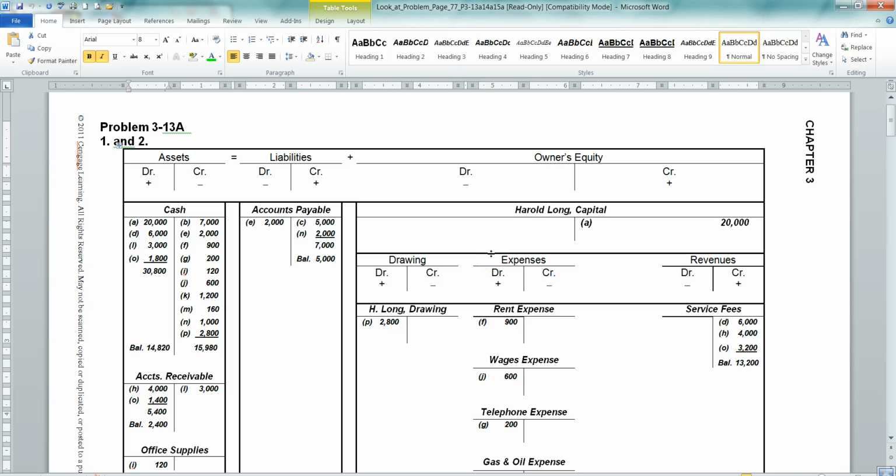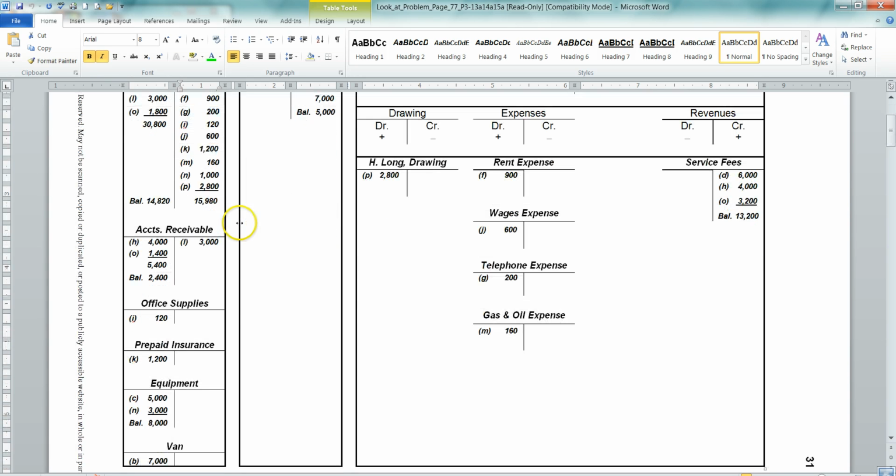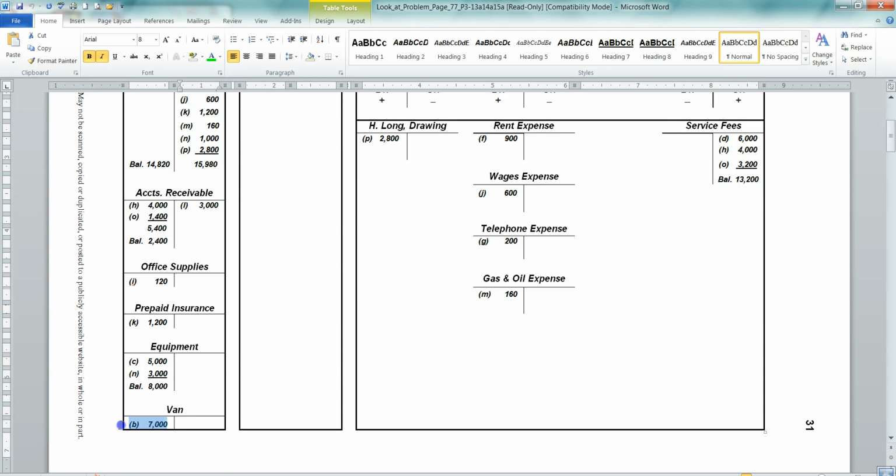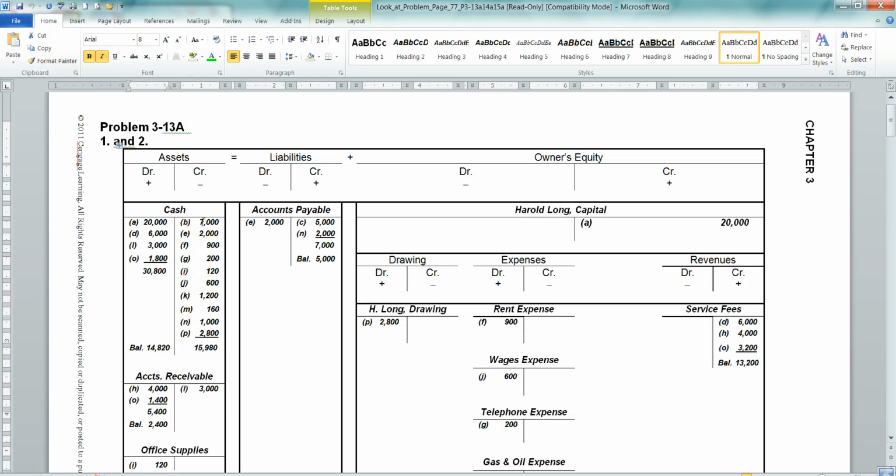So let's start. We're going to invest in the company $20,000. $20,000 is always cash. We're increasing cash, so we're going to debit cash and credit capital. Next, we're going to buy a van. So we're going to use cash, so that's going to decrease our cash. So we need a credit. You will see that we are going to debit our van, which is an asset account, so we're increasing it, and credit cash and decrease cash.